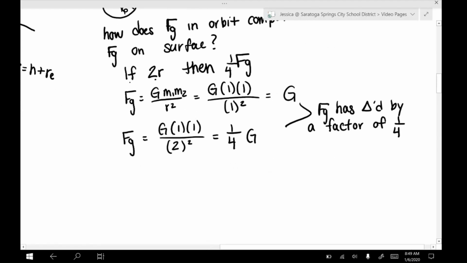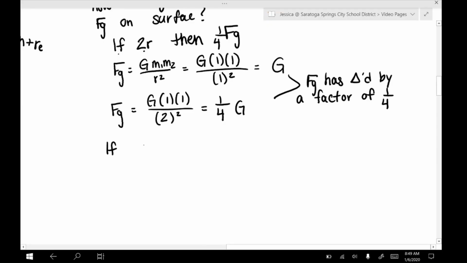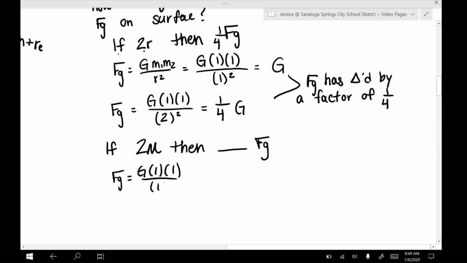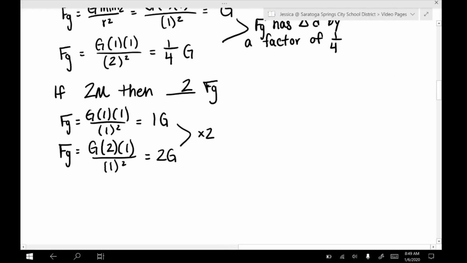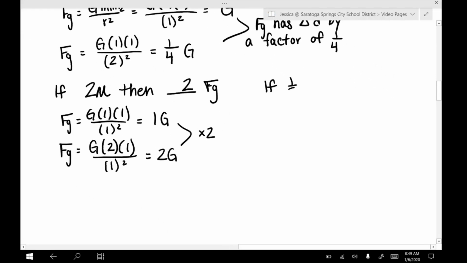Okay, you can do the same thing with masses. So if we double the mass of the planet, but then keep everything the same, okay, then what happens to Fg? Well, originally, everything gets a value of 1. So that gives me 1G. Then, if I double one of the masses, just 1, that gives me 2G. So there's a factor of 2 change here, so that means I have doubled Fg. Okay. Or I could say something like, well, what happens if I half r?